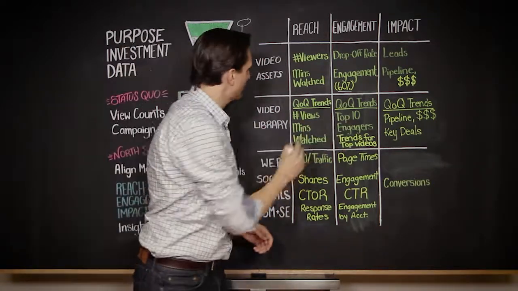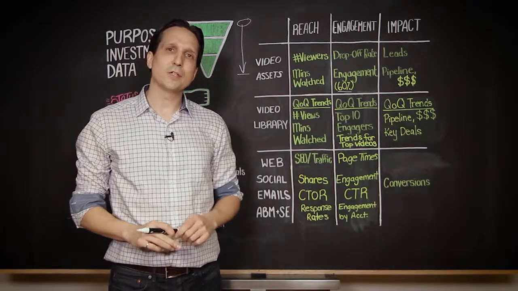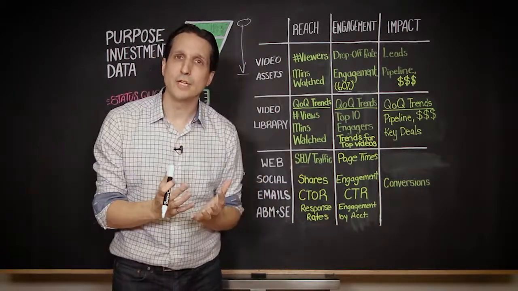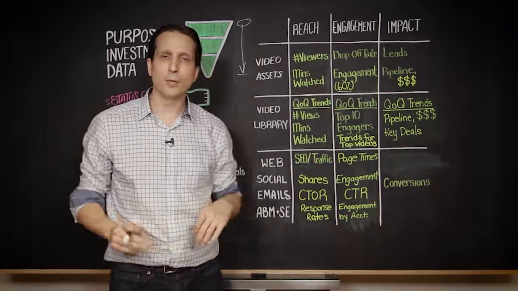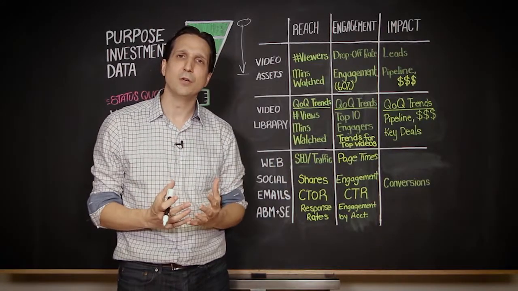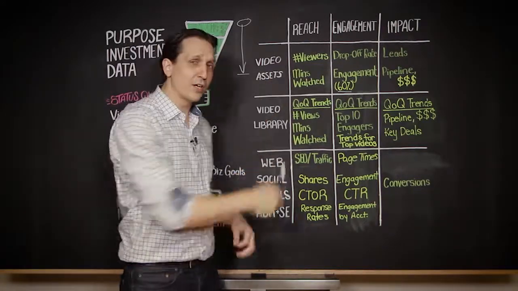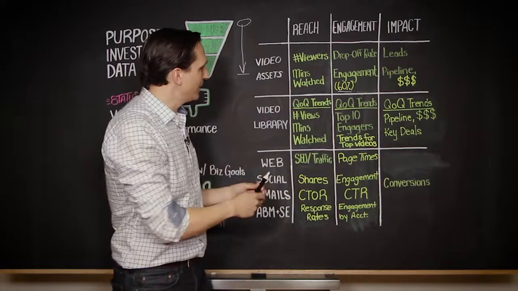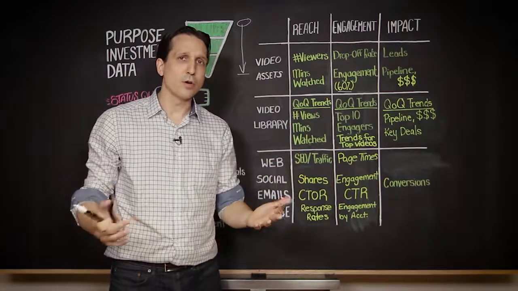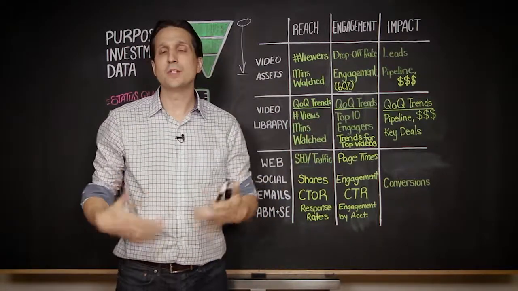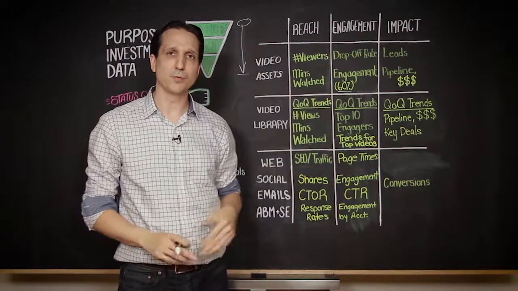The second line here talks about benchmarks and metrics for your overall video library. So not just each individual, but looking at your aggregate investment in video. And again, the same types of areas when it comes to reach are your overall videos on a quarter over quarter driving an increased number of views. So is that going up and to the right?